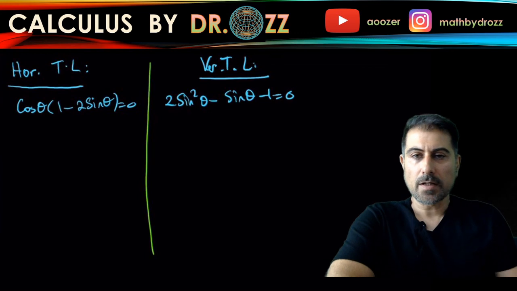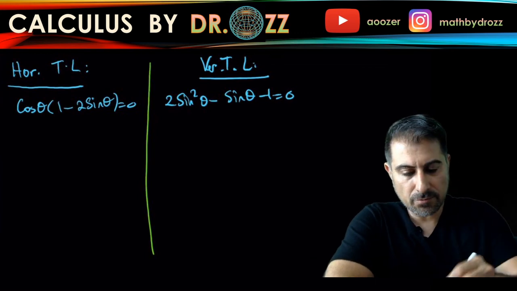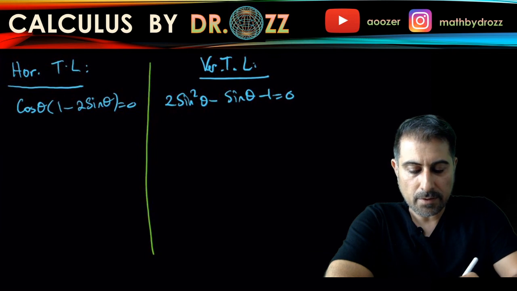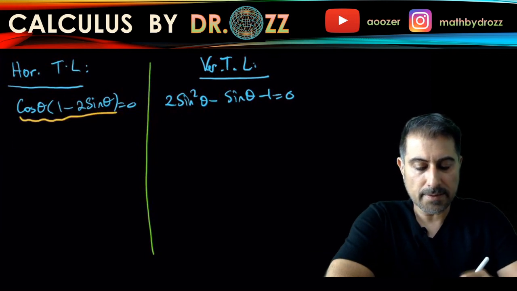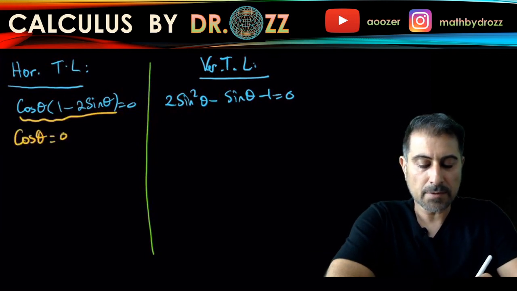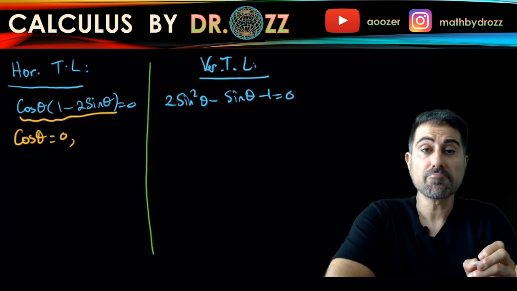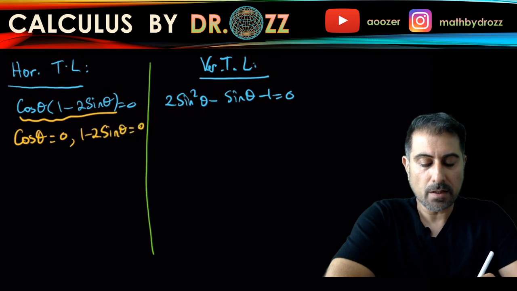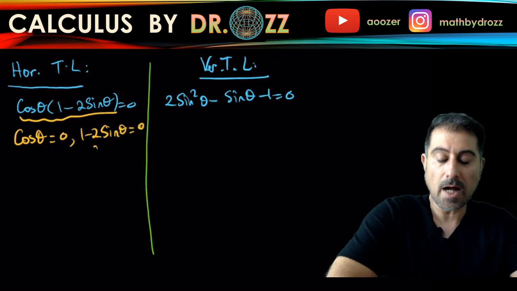And here we go. Let's just try to solve this. I have 2 solutions coming out of this. One is cosine theta equals 0, and the other one is 1 minus 2 sine theta equals 0. Okay? And this one is equivalent to solving sine theta equals 1/2.